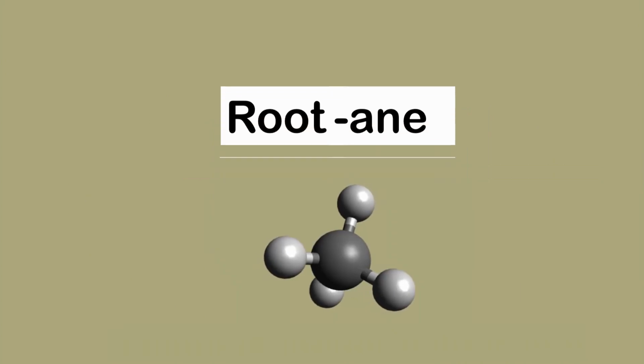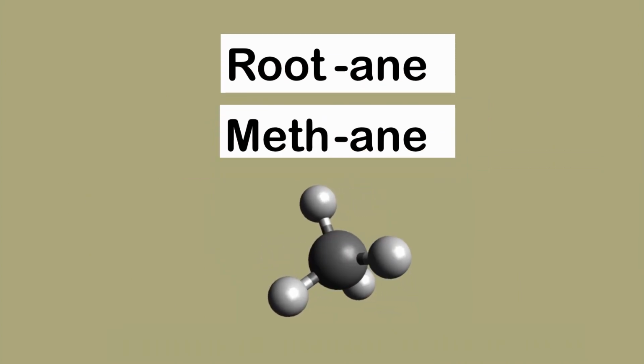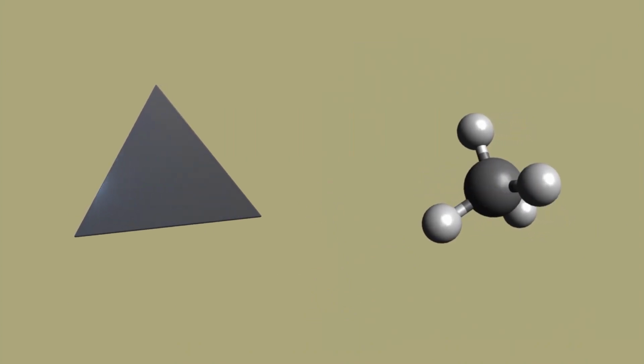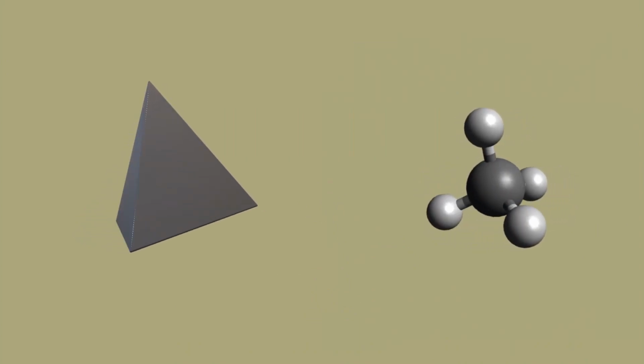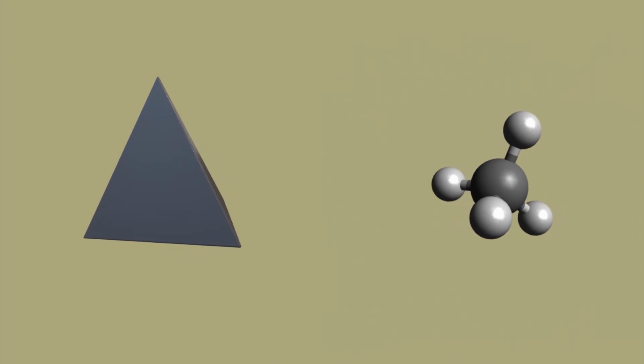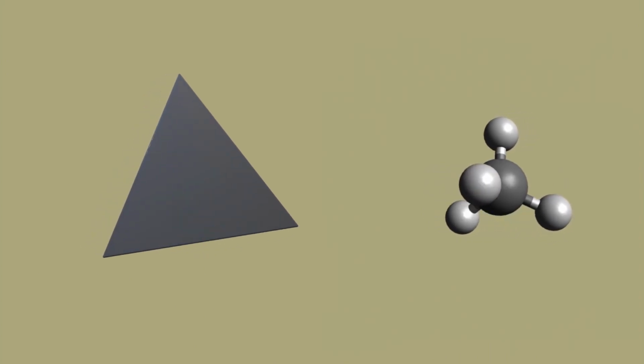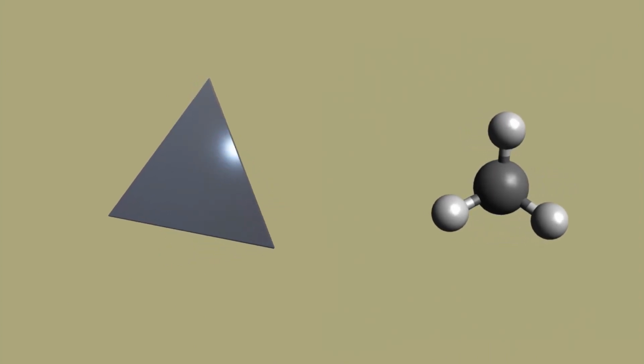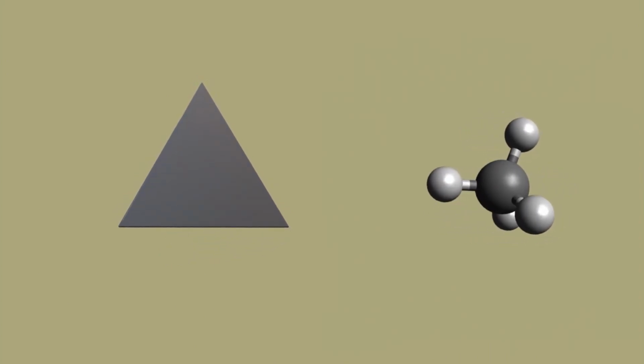Using meth as the root word, we have methane, which is the first alkane. It is important to note that alkanes adopt a tetrahedral geometry. In the tetrahedral geometry, the bonds experience minimum repulsion, and this is essential for the stability of the molecules.